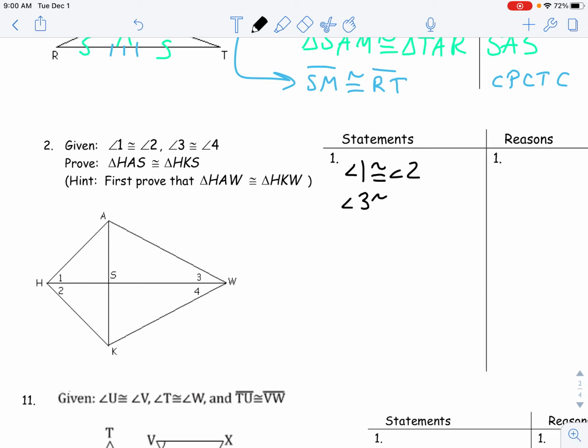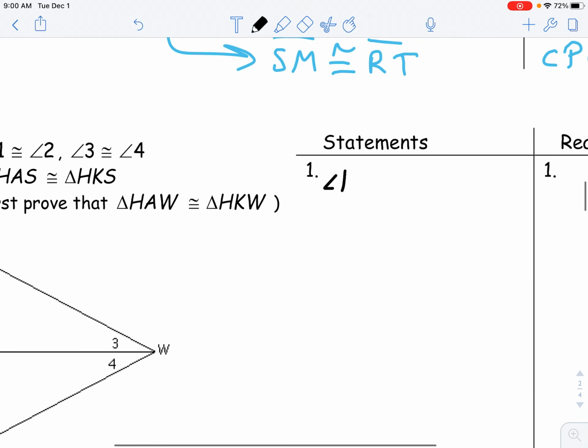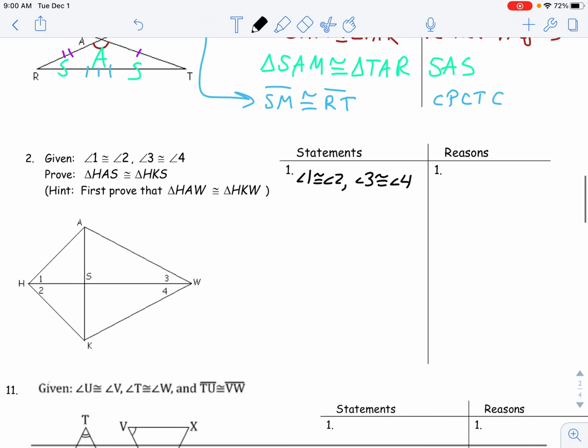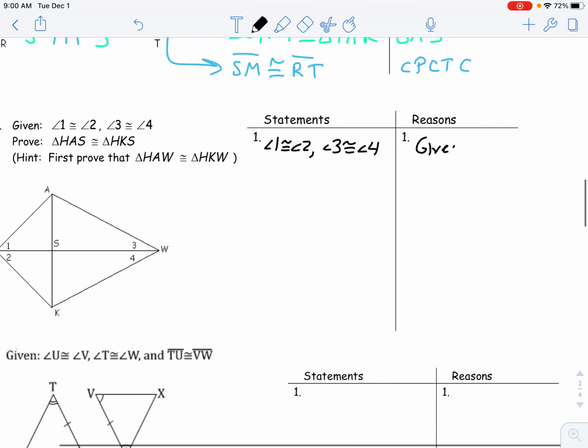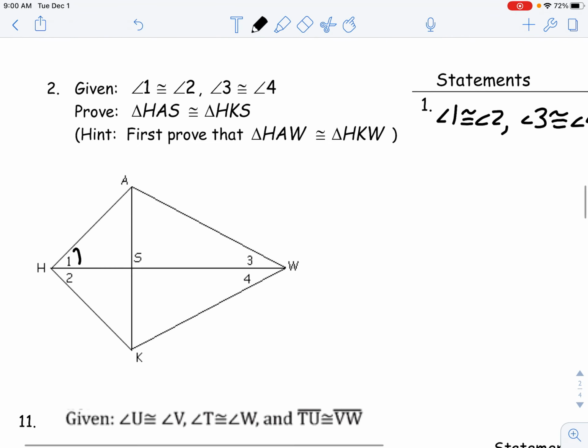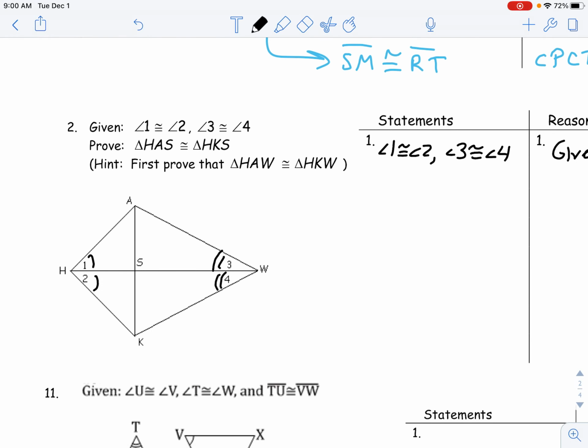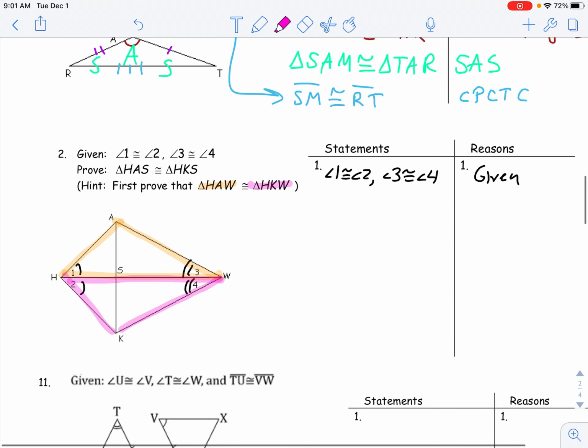This angle is congruent to that angle. That angle is congruent to, let me try to actually condense this a little bit. I have a feeling that this is going to be a lot of writing. Given. All right, now let's read something. It gave us a hint. We first must prove that triangle HAW, kind of sounds like a hillbilly, HAW, and that, I don't even know how to pronounce that. Okay, we first must prove that these triangles are congruent.